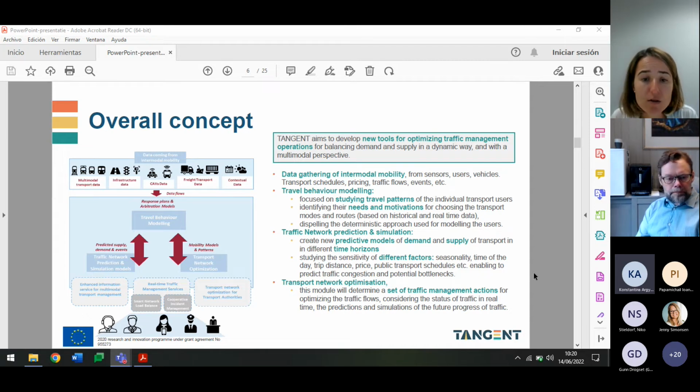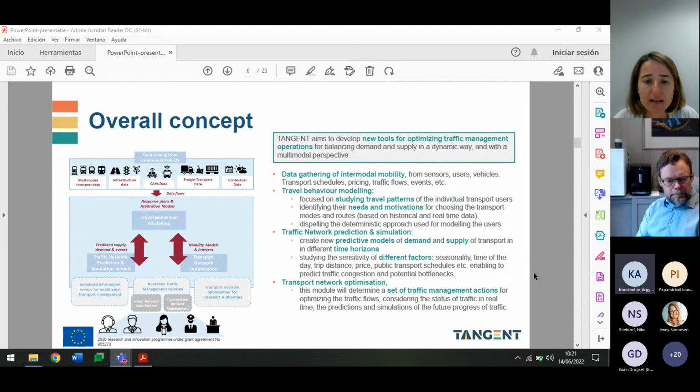So the first module is the travel behavior modeling, which is focused on studying the travel patterns of different transport users. These transport users are considered from an individual perspective, for knowing which are the transport needs and also the motivations for taking one transport mode or one route or the other.